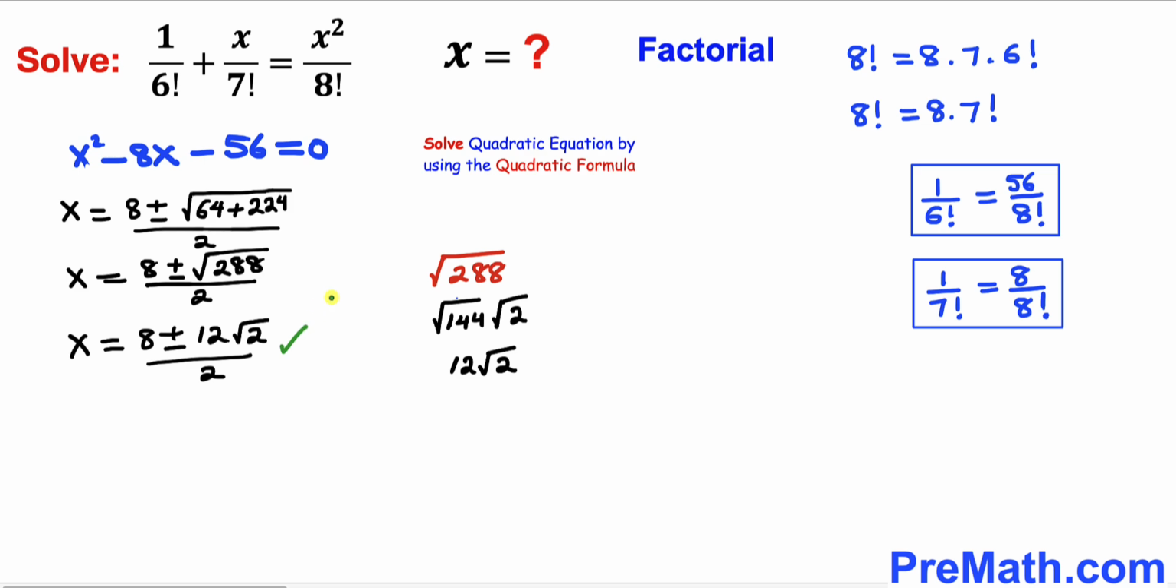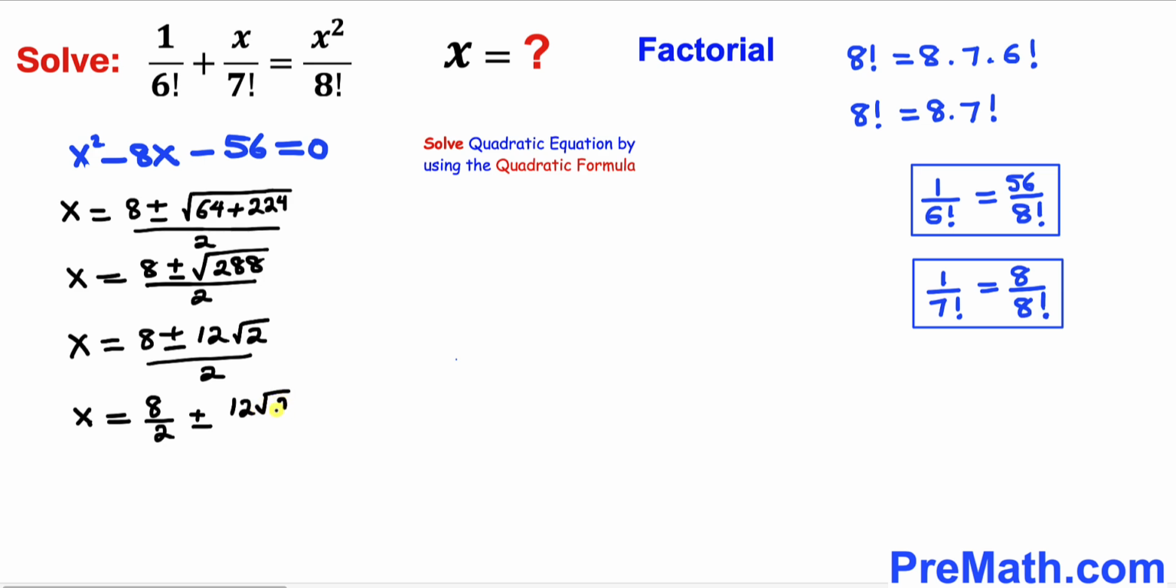And now in this next step I can write this x equal to 8 divided by 2 plus or minus 12 times square root of 2 divided by 2 as well. And if we reduce these ones, we can write x equal to 4 plus or minus 6 times square root 2. And now we are going to split these positive and negative signs.